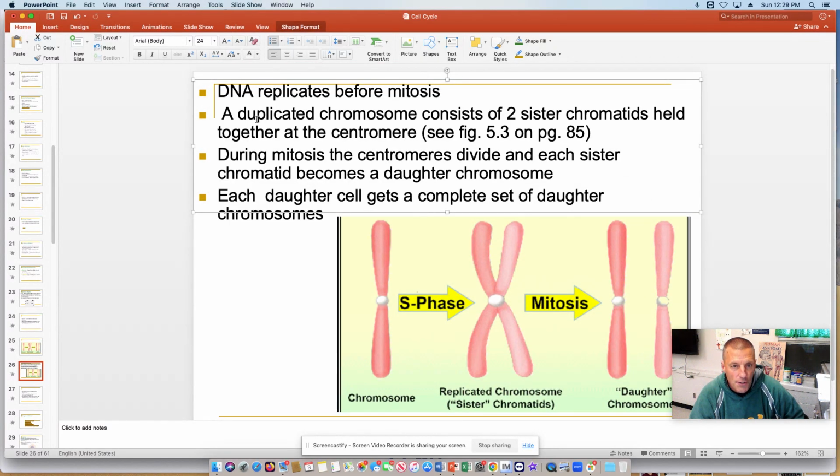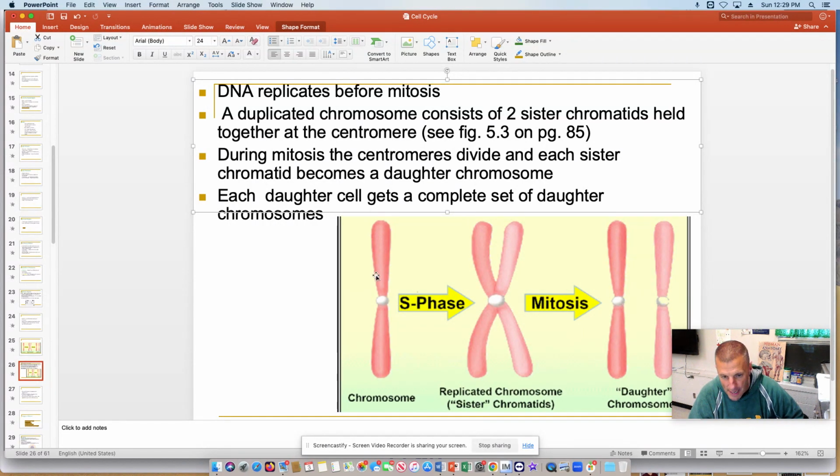All right, so DNA replicates before mitosis. This is talking about mitosis. The DNA replicates. That means it goes from one strand to two strands, two identical strands. A duplicated chromosome consists of two sister chromatids. Sister chromatid, sister chromatid. During mitosis, the centromeres divide. That's this white chunk here. And each sister chromatid becomes a daughter chromosome. Sister chromatid, now they divide, daughter chromosome. Sister chromatid, now they divide, daughter chromosome. Each daughter gets a complete set of daughter chromosomes.